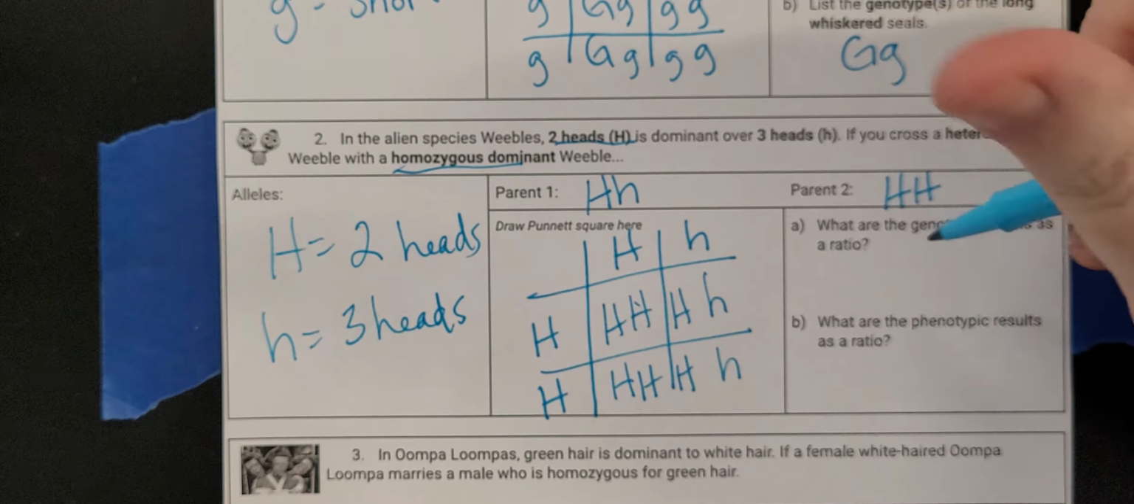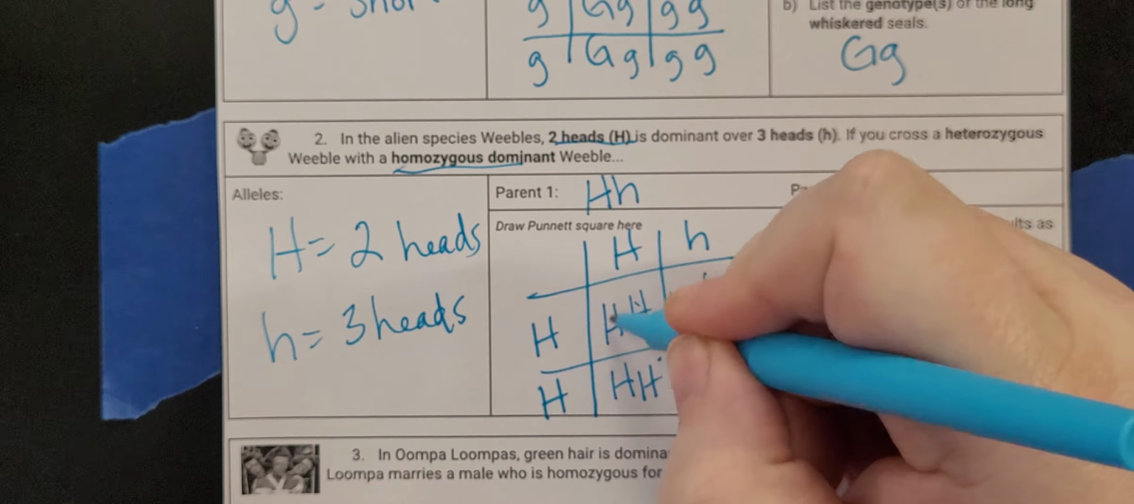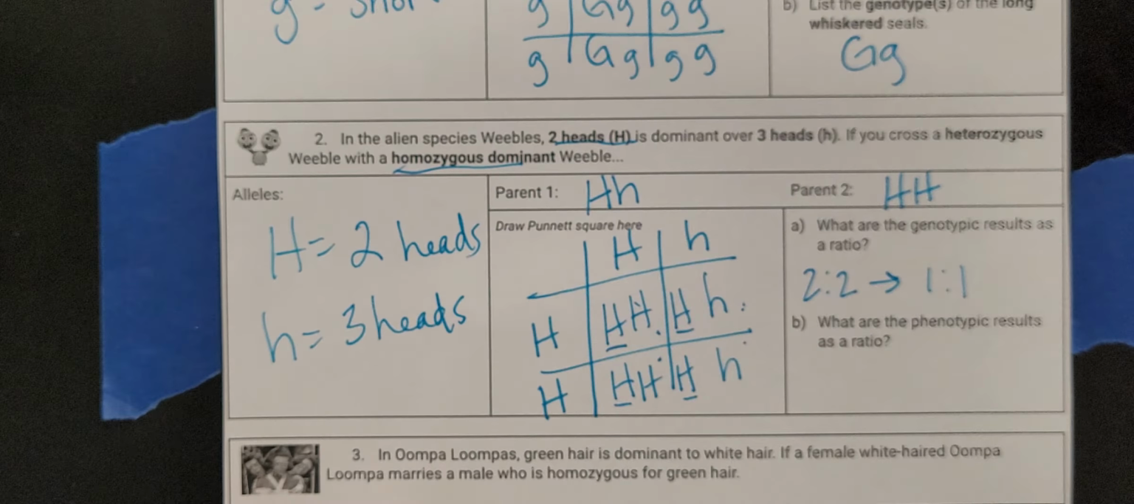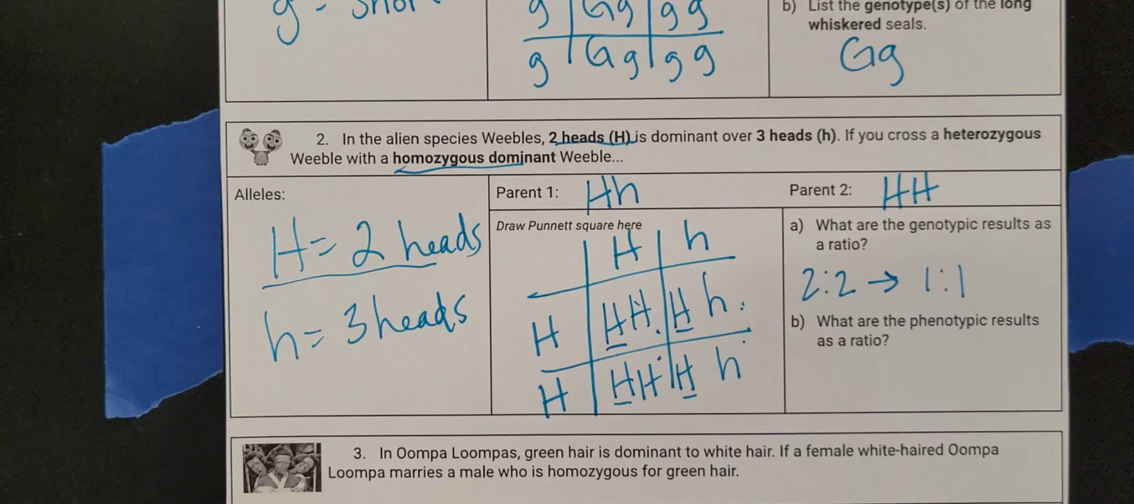Now the second part is asking about the phenotype. That's asking, if you looked at these Weebles, what would you see? In this case, all 4 choices have at least one dominant allele. That means when you look at any of those kids, they're going to have 2 heads. So 4 of them have 2 heads to 0 of them with 3 heads.